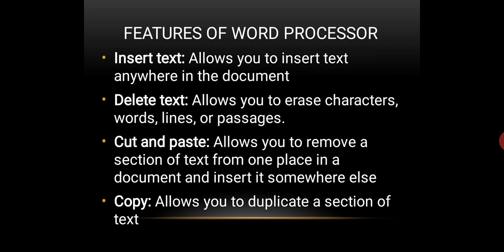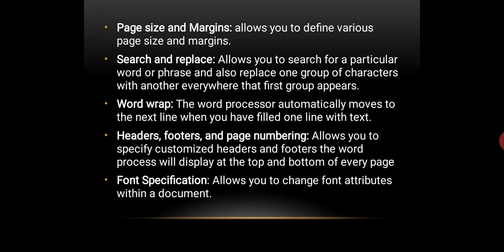Now let's look at some of the features of a word processor. We have insert text. This allows you to insert text anywhere in the document. We have delete text. It allows you to erase characters, words, lines, or paragraphs. We have cut and paste, which allows you to remove a section of text from one place in a document and insert it in another place. Now we have copy. It also allows you to duplicate a section of text.